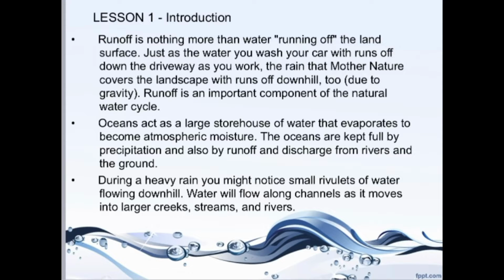Oceans act as a large storehouse of water that evaporates to become atmospheric moisture. The oceans are kept full by precipitation and also by runoff and discharge from rivers and the ground. During a heavy rain, you might notice small rivulets of water flowing downhill. Water will flow along channels as it moves into larger creeks, streams, and rivers.